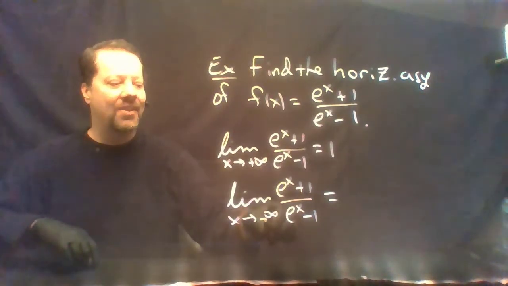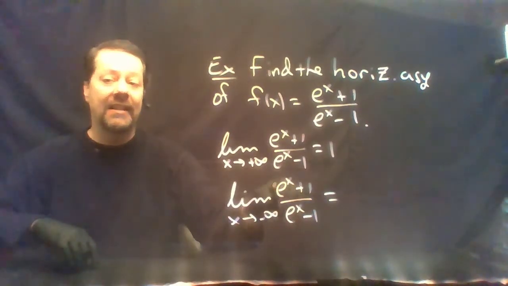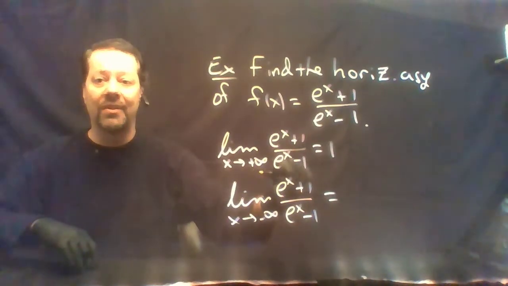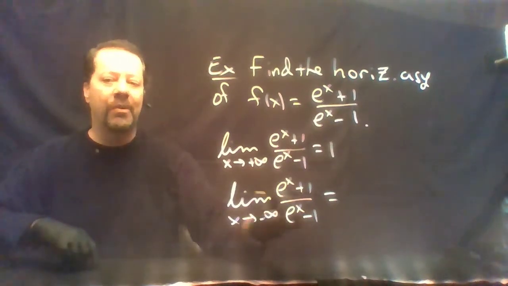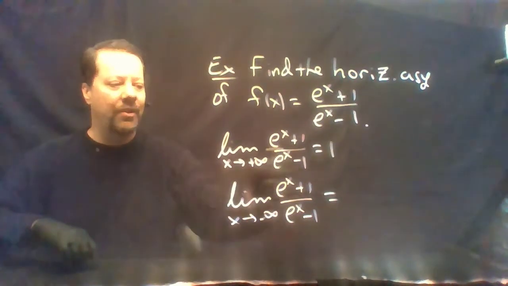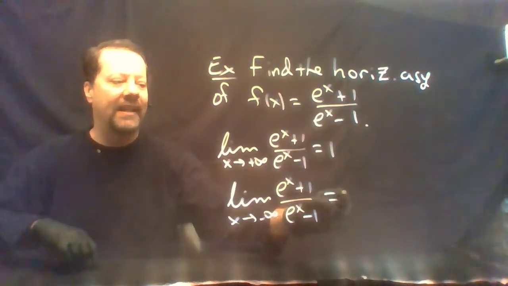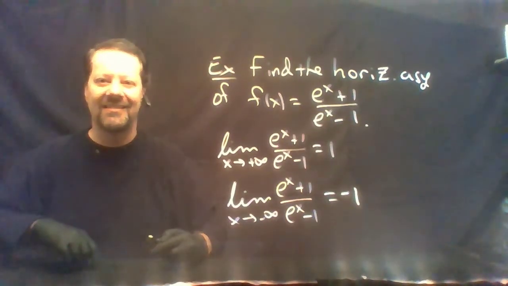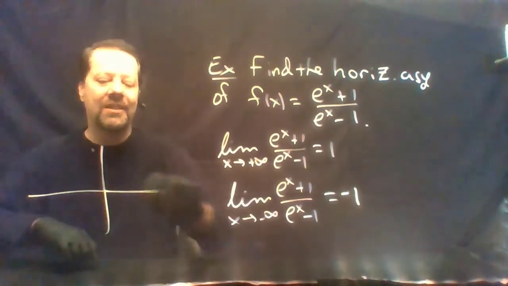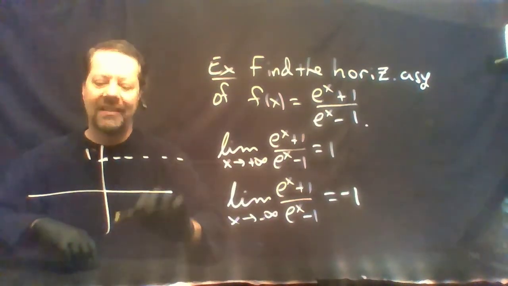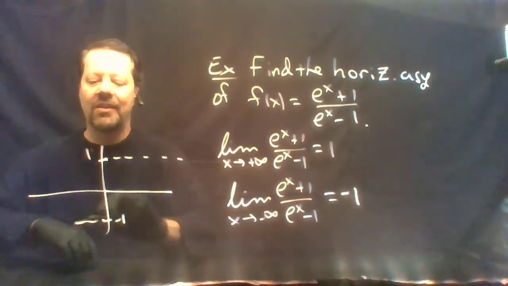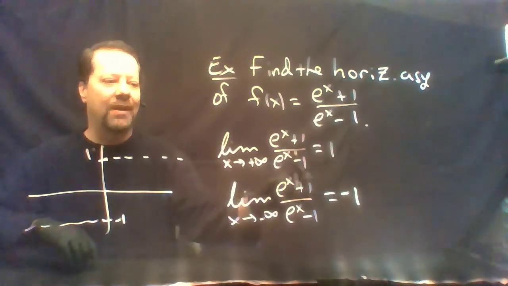In the limit as x goes to minus infinity, e to the x goes to 0 as x goes to minus infinity. So the e to the x in both numerator and denominator will go to 0, leaving 1 divided by negative 1. So this function has two distinct horizontal asymptotes. As you go to the right, it tends to 1. As you go to the left, it tends to negative 1.